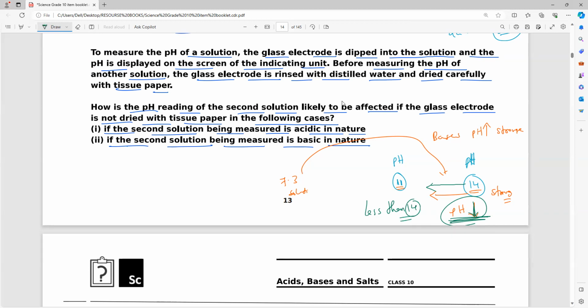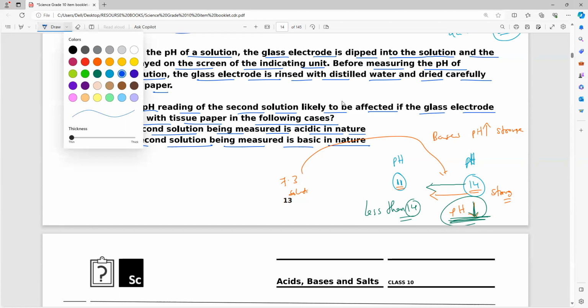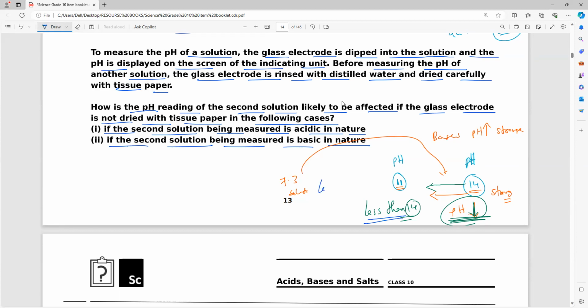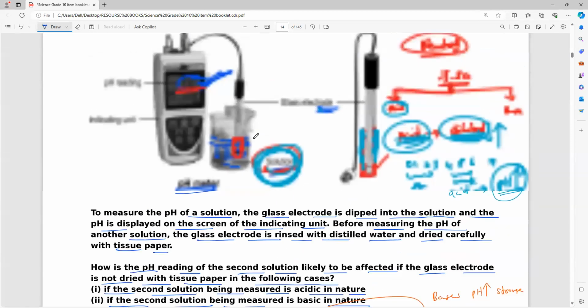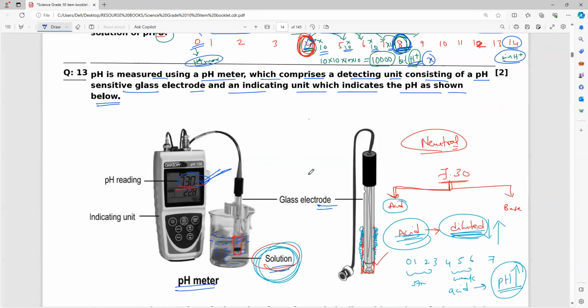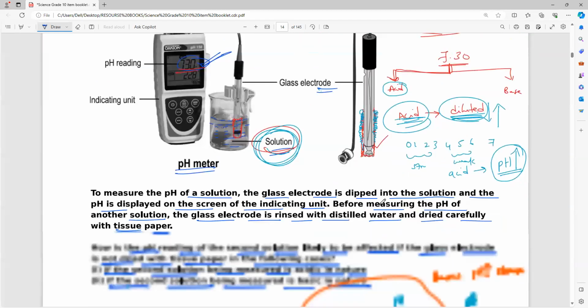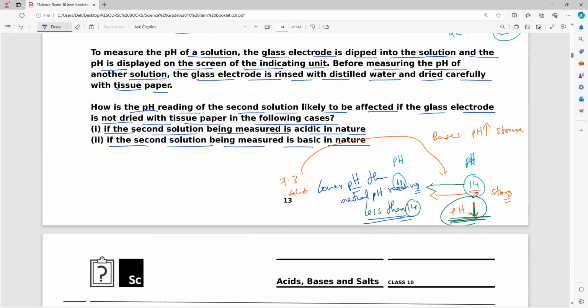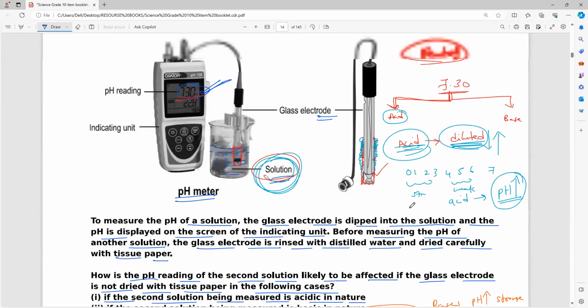So pH value decreases means it will come to less than 14. Understanding? It is decreasing. So what will happen, everybody? The pH meter will indicate a slightly lower pH reading or a higher pH reading than the actual pH? Anybody? Yes. It is lower pH. So it will show a lower pH than the actual pH reading. That is what you have to remember. So all of you understand, everybody? If acid is diluted, please remember the pH value is going to increase. If base is diluted, the pH value is going to decrease.